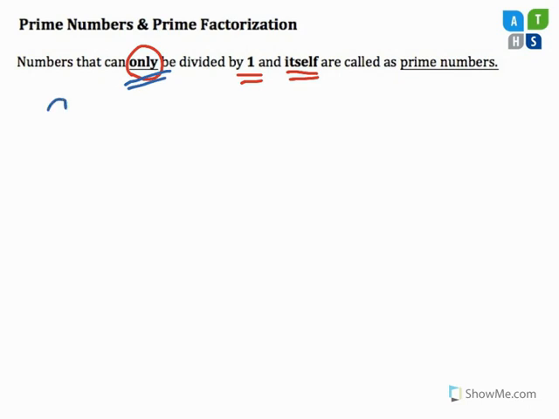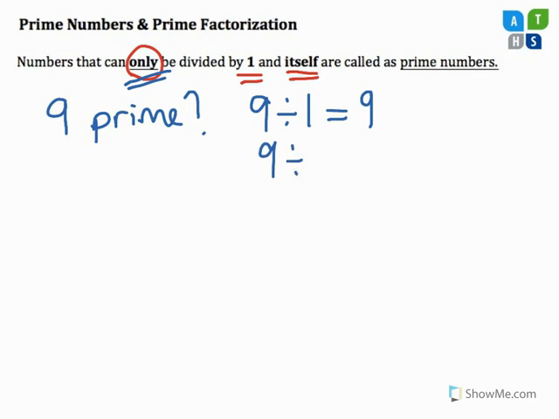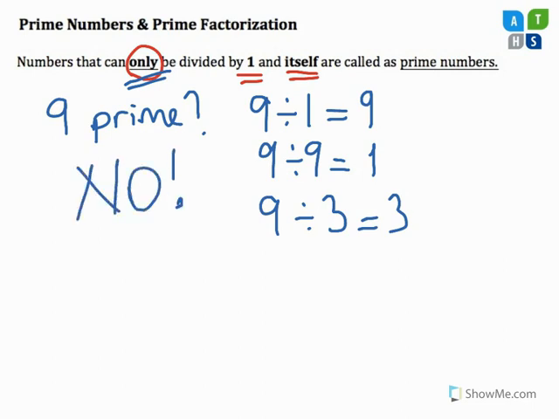For example, is 9 a prime number? No, because yes, 9 is divisible by 1. When you divide 9 by 1, you get 9. When you divide 9 by 9 itself, you get 1. So 1 and itself divide 9, but also 3 divides 9. 9 divided by 3 is 3, so 9 is not a prime number. So, which numbers are prime numbers?